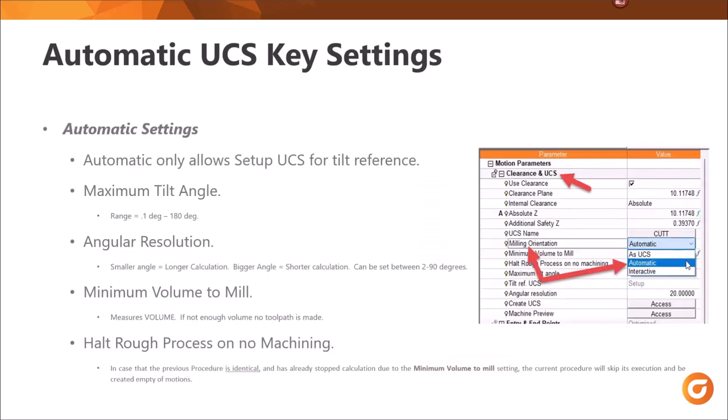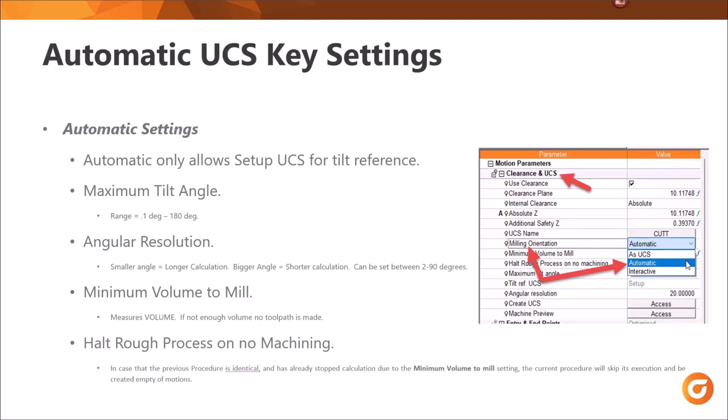Some settings to be aware of. Automatic only allows setup UCS for tilt reference, meaning that when it figures these angles, these automatic UCS angles, it is all in reference to however you've set the file up, your NC setup. The maximum tilt angle is a range between 0.1 and 180 degrees. Now, a lot of machines aren't going to be able to go 180 degrees, so this is all dependent on the machine you have and knowing that machine, on what's going to be a reasonable setting to put in there.